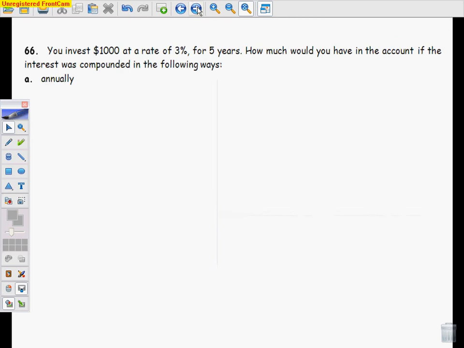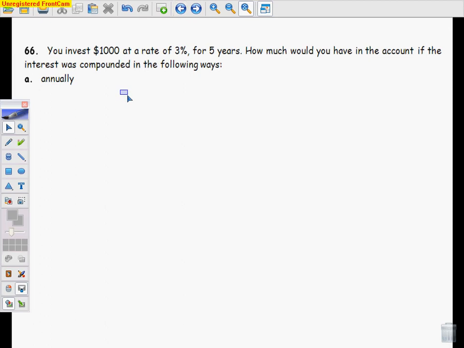All right, moving on. Number 66, you invest $1,000 at a rate of 3% for 5 years. How much would you have in the account if the interest was compounded in the following ways? All right, this problem was broken down into three. We'll be doing annually first, then quarterly, then monthly. All right, so let's go ahead and deal with annually first.